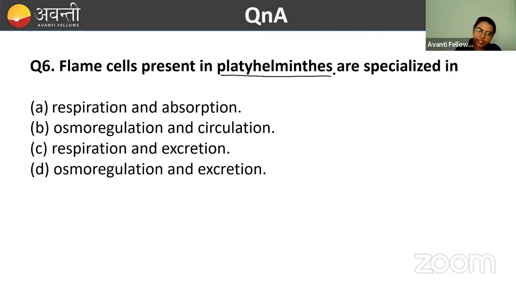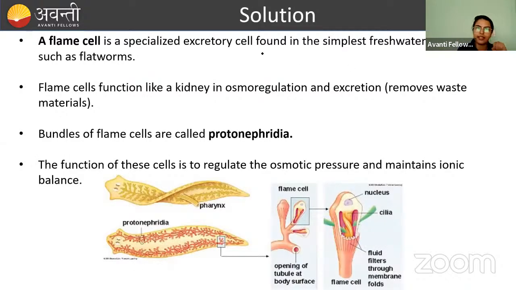Platyhelminthes में आपको specialized cells मिलते हैं, flame cells. But what is the function that they are performing? Okay, let's see here. A flame cell is a specialized excretory cell found in the freshwater invertebrates called flatworms. Flatworms are nothing but platyhelminthes. So these flame cells function like kidney. मतलब humans में kidney होता है. In kidney, what is the main function? Osmoregulation and excretion. Similarly, flame cells also function like kidney for osmoregulation and excretion, removal of wastes. तो ये चीज आपको याद रखना है.